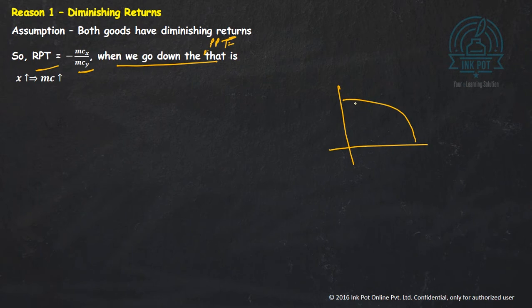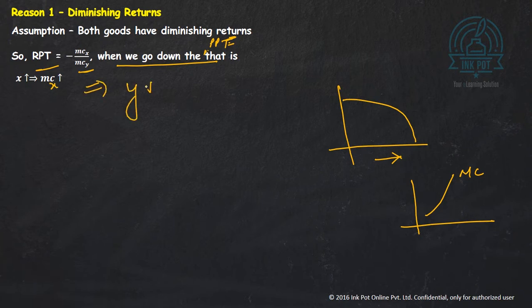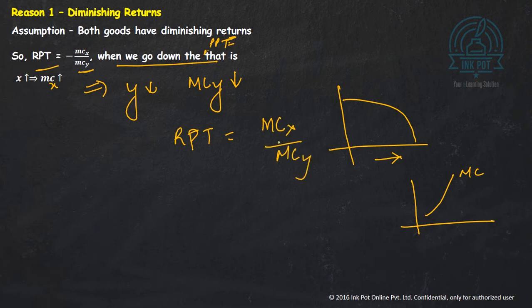So if you're going down the PPF, obviously X is rising. If X is rising, MC is also rising. MCX is also rising because the MC curve is usually like this. So if X is rising, MCX is rising. And if X is rising, that implies that Y would be falling. And if Y is falling, MCY is falling. So my RPT, which is MCX upon MCY, has the numerator rising and the denominator falling, which means there's an increasing RPT. If there's an increasing RPT, the curve is concave.